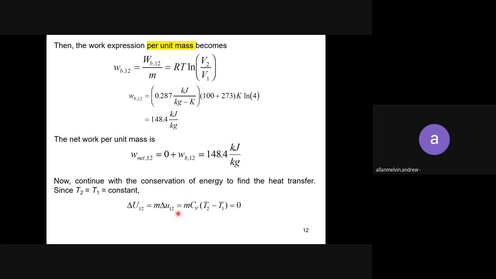Okay, so this is from the previous chapters. So internal energy between 1 to 2 is mCv (T2 minus T1), which equals 0. So internal energy is 0 because T2 minus T1 is zero. So isothermal. So yang ni akan jadi kosong. Kosong. So the whole equation becomes 0.